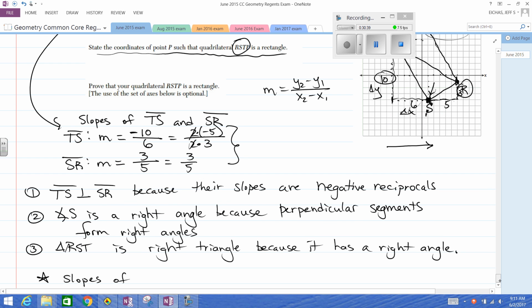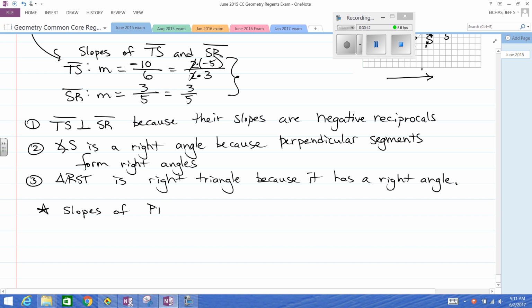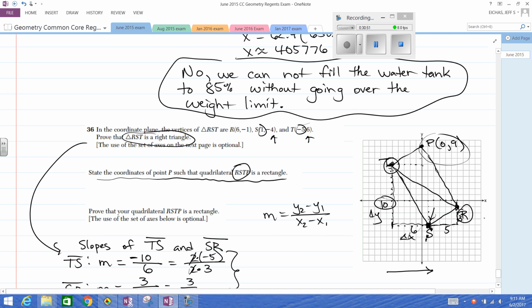What is it? PT and PR. Slopes of PT and PR. Now again, you could use algebraic or go like this. Yeah, so that's up and down 3. Change in y is 3. The run is 5, from P over to R. If we did this correctly, our change in y is 10. Our change in x should be 1, 2, 3, 4, 5. Okay, looks good. 6.